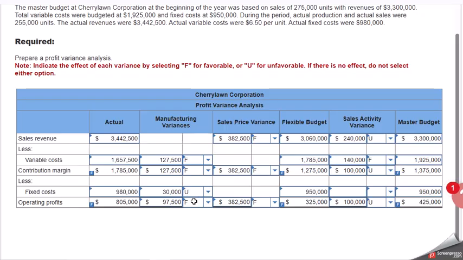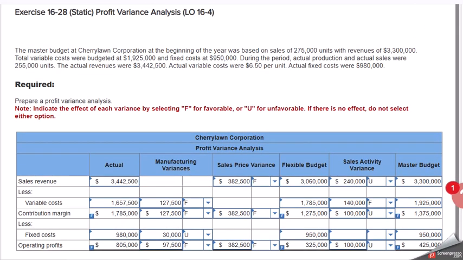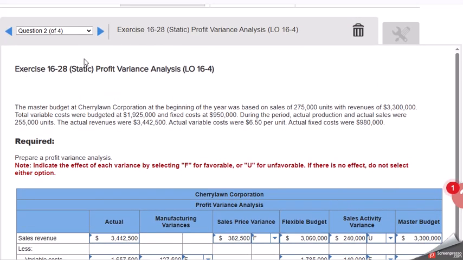Then our fixed costs actually came in at 980,000, so those are unfavorable by the 30,000, and that offsets the favorable variance from the variable costs. That nets to 97,500 favorable relating to manufacturing, and 382,500 favorable related to a higher selling price. So our actual operating profits end up higher and are favorable. That factors the actuals into that one.